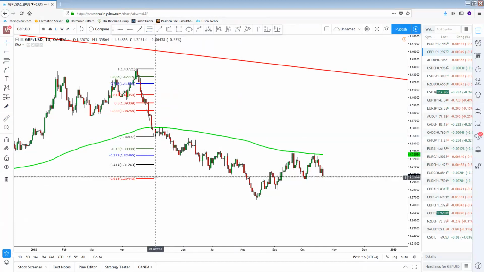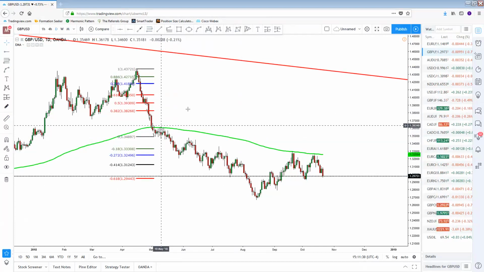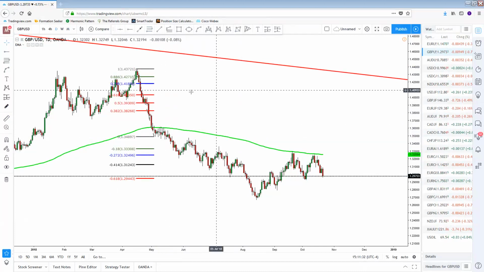You can see the D extension did get hit. So now this C becomes my new A. There's hardly any retracement. Usually when you don't see any retracement, it's a strong trend in that direction.